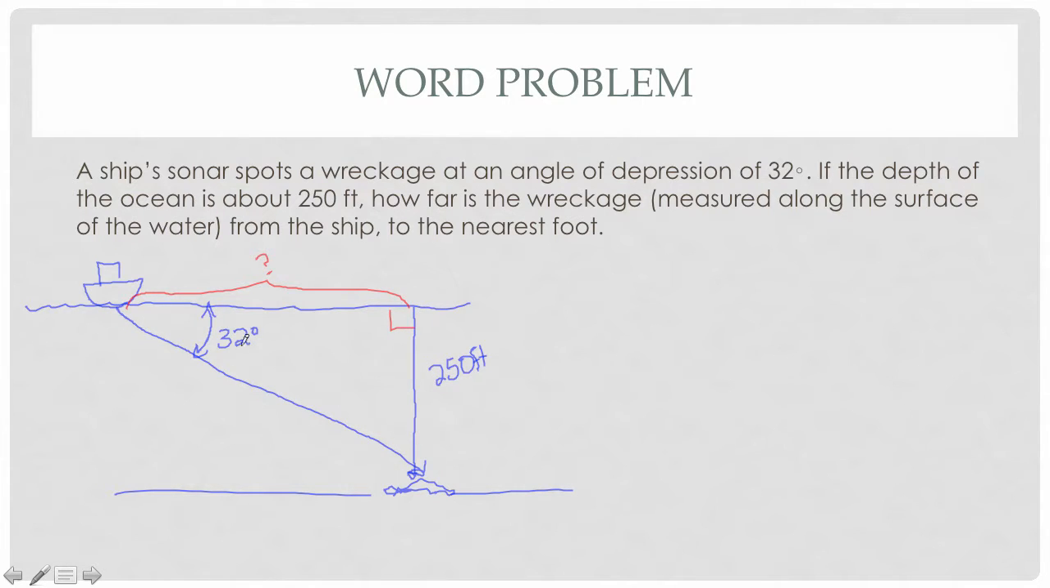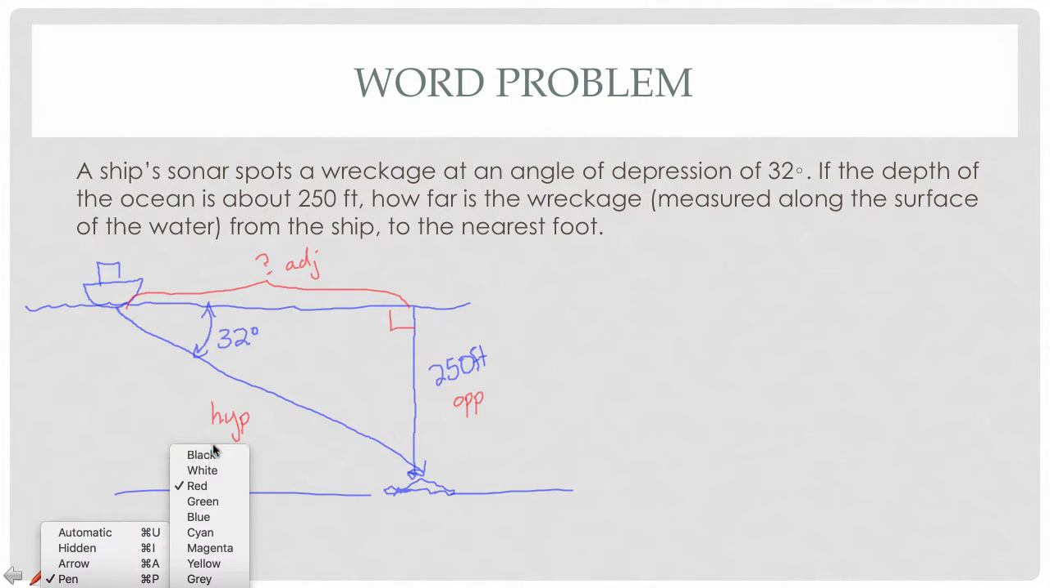I know one side. This 32 degrees, let's label all our sides. So this is the hypotenuse side. I'm going to label that. It's the long side. This is the side opposite the 32 degrees. And this is the side adjacent. The adjacent is the one I want to find. Okay, so now let's figure out how to set up my problem. I know the opposite, I want to find the adjacent, and I know the angle. So the trig function that relates the opposite and the adjacent is the tangent.